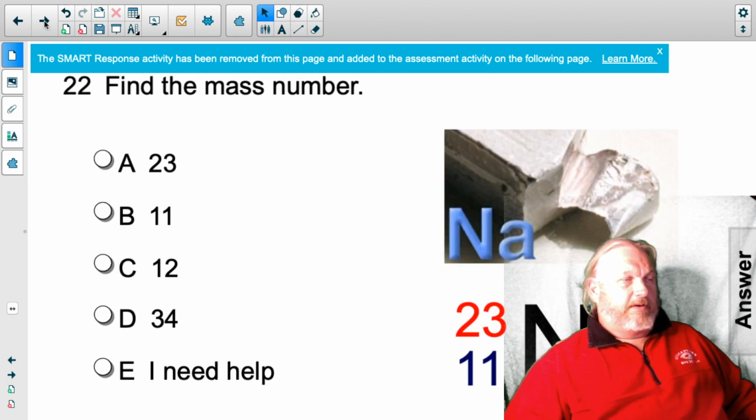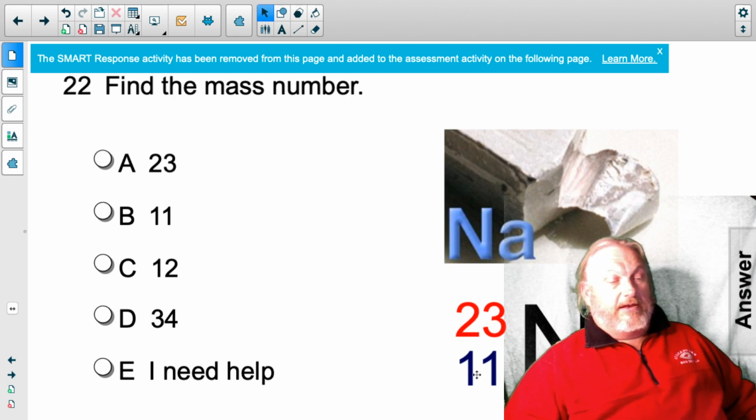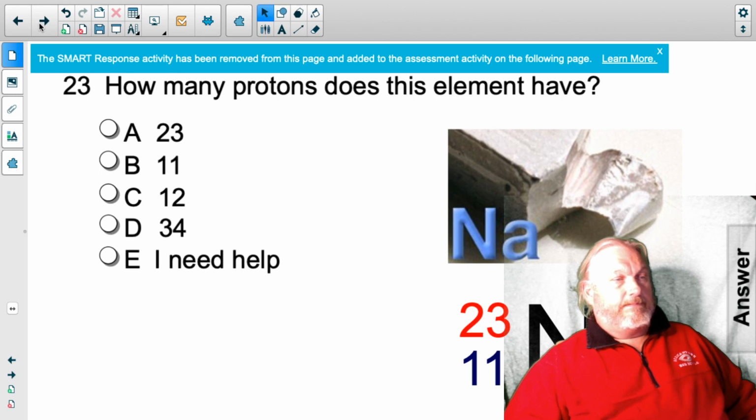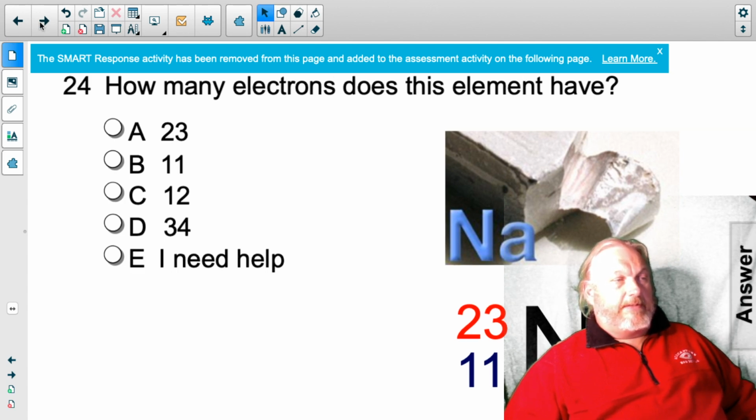We'll work these tomorrow. Now here, this is sodium. It actually gives me what it is. 23 would be the A, 11 is the Z, or the atomic number. What would be the mass number? It would have to be 23. How many protons? Well, it's got 11, because that's the Z, or the atomic number.